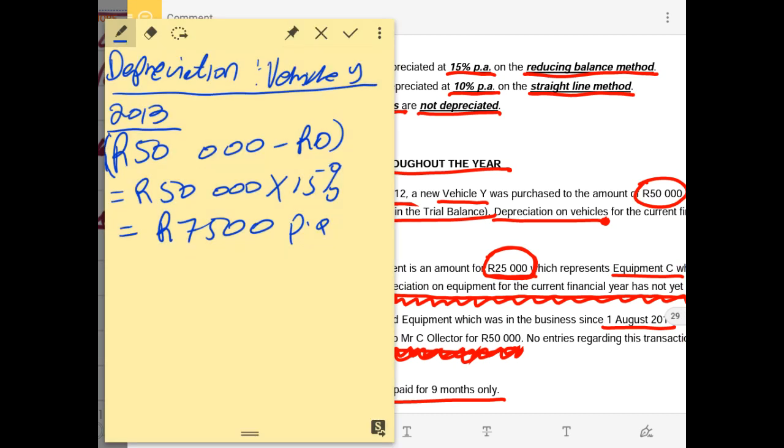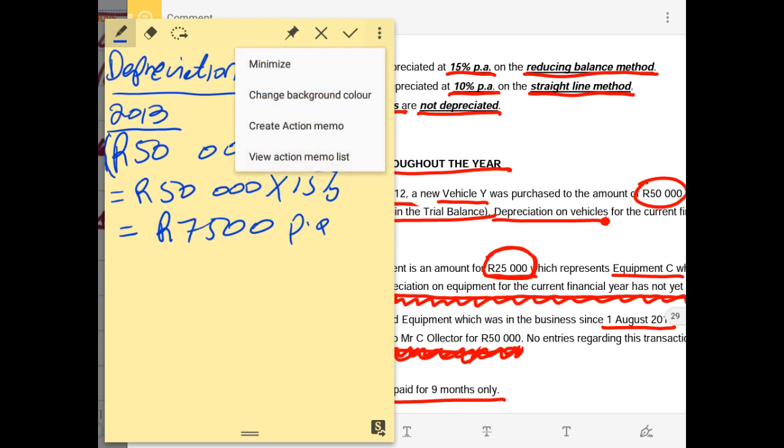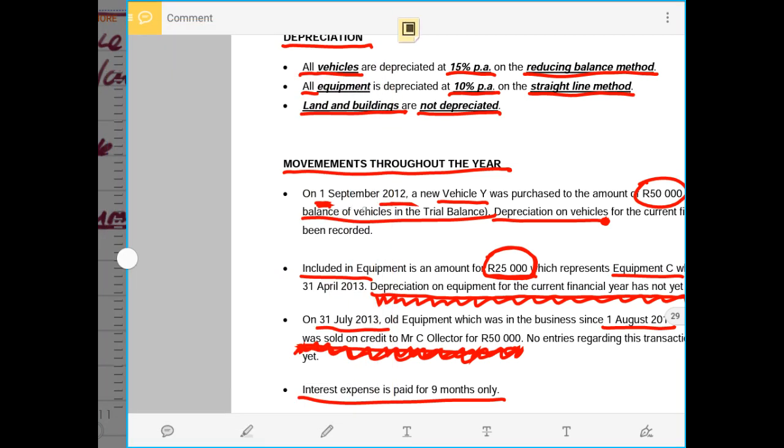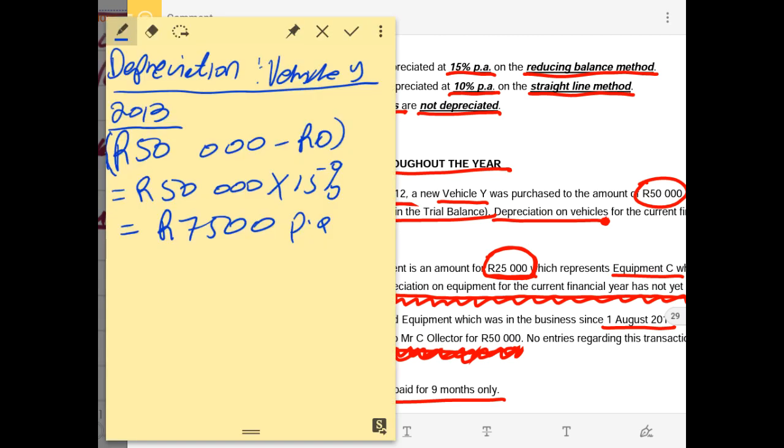So now we only need depreciation for the number of months we had this vehicle in the business. Remember, vehicle Y was acquired 1st September. Let me count once again: September, October, November, December, January, February, March, April, May, June, July. So now it's only 11 months. Hence, we have to multiply that by 11 over 12. Then that will give us a depreciation for only 11 months in the current accounting period for vehicle Y.